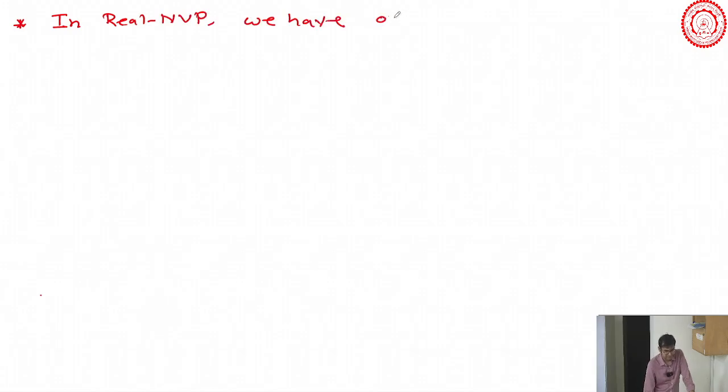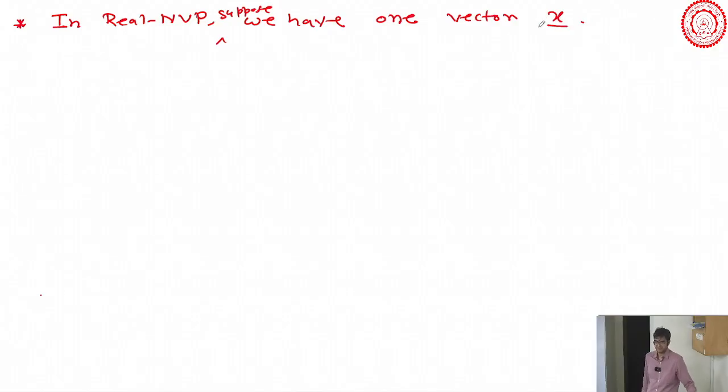We have not one image, let's say one vector. Maybe I should write, suppose we have one vector. Let's call it x. How will I use Real NVP in this case?